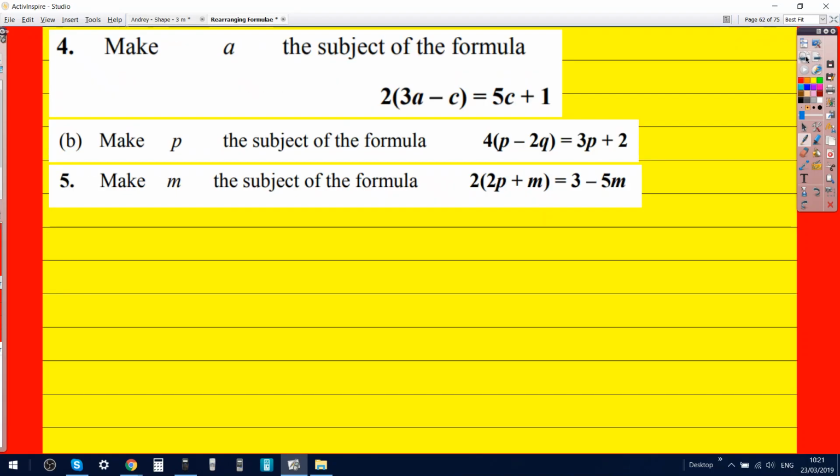It's a bit silly. Let me glance at this one. Okay, first one.